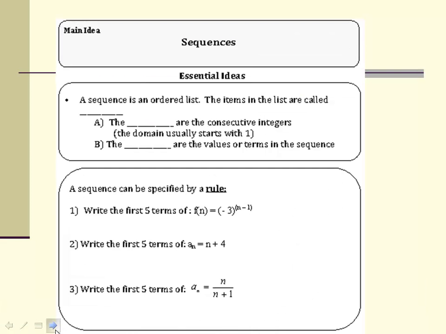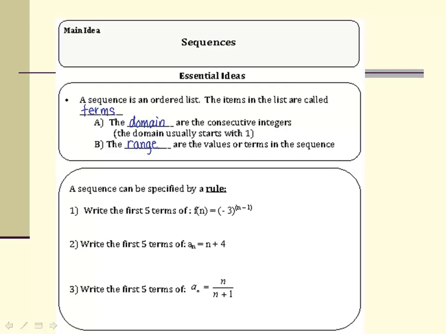So looking here at sequences, a sequence is an ordered list. The items in the list are called terms. The domain are the consecutive integers, so the domain usually starts with 1. And then the range are the values or terms in the sequence. So a sequence can be specified by a rule. And in these 3 problems right here, we're given a rule, and we need to write the first 5 terms.